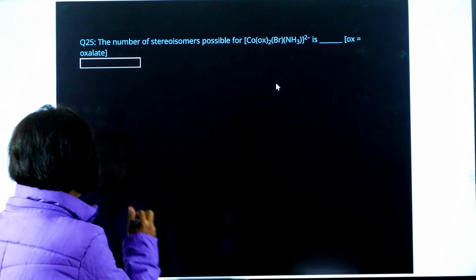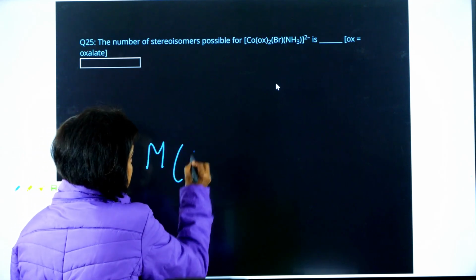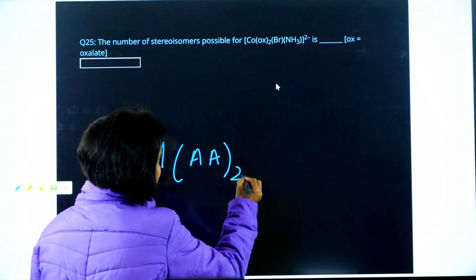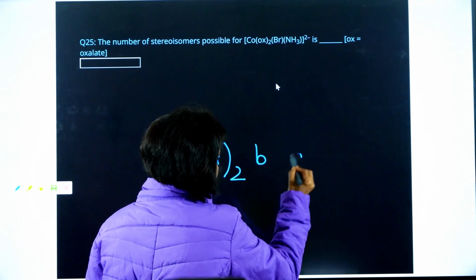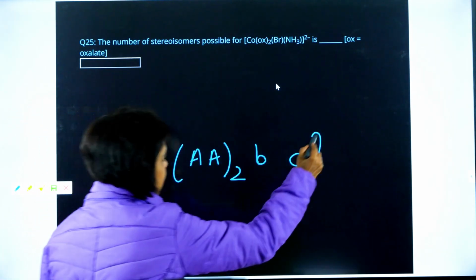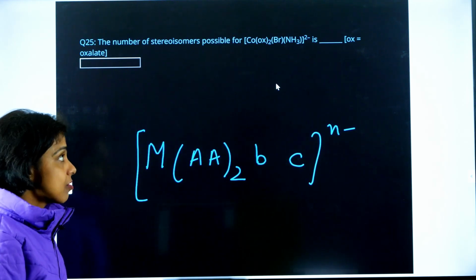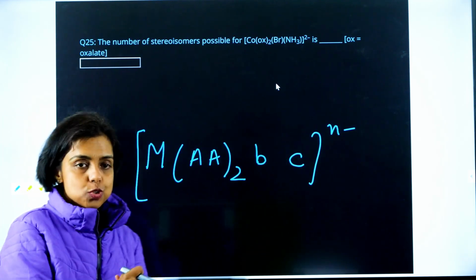Now the next question, the number of stereoisomers possible for this complex. So we have this complex, a metal with a symmetrical bidentate ligand. This type of complex we have, right? This is the complex that we have. So how many stereoisomers can it show?